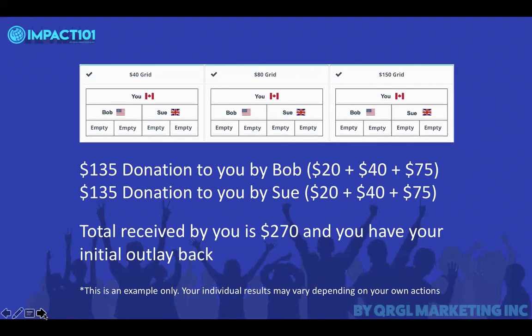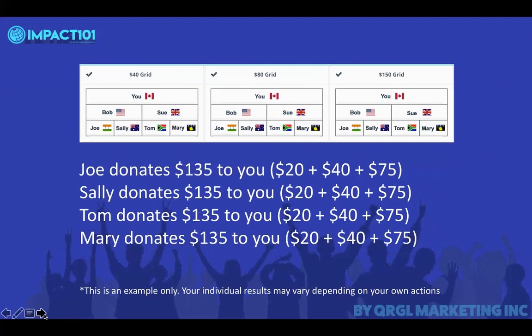Now you help Bob and Sue do the same thing. Find their 2 people by using the videos and the system. They each find their 2 people who do the same thing and start with the first 3 grids. Bob finds Joe and Sally.